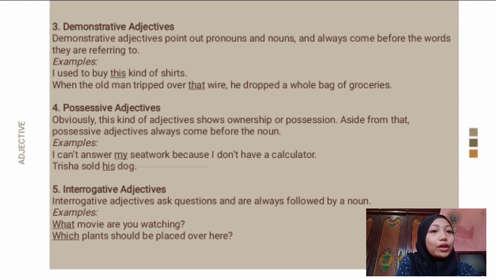6. Interrogative adjective. Interrogative adjectives ask questions and are always followed by a noun. Example, what movie are you watching? Or which plants should be placed over here?